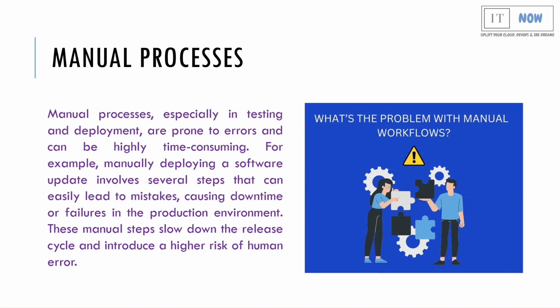The next challenge is manual processes. Manual processes, especially in testing and deployment, are prone to errors and can be highly time-consuming. For example, manually deploying a software update involves several steps that can easily lead to mistakes, causing downtime and failures in the production environment. These manual steps slow down the release cycle and introduce high-risk human errors.